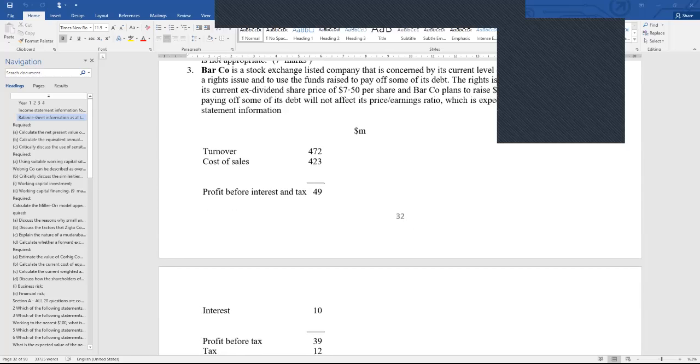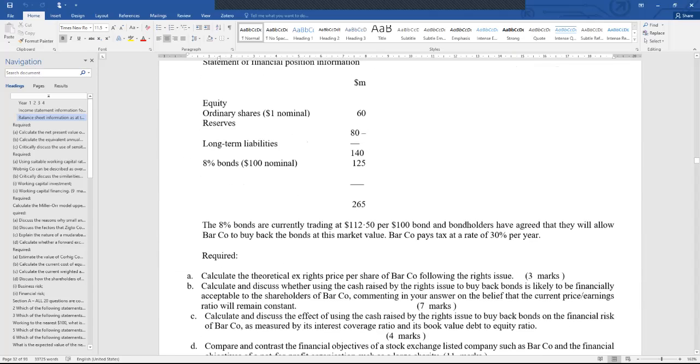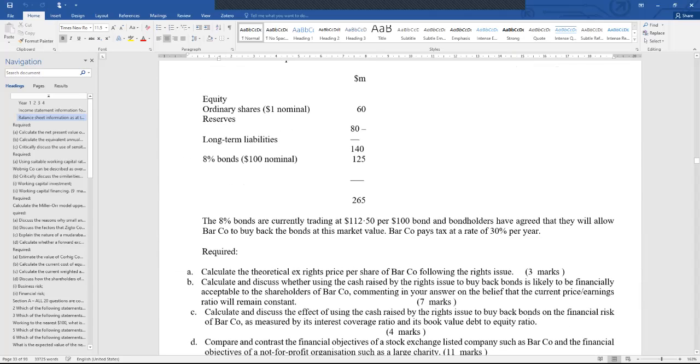Read together. So this question is being asked in part A, the theoretical exercise share price. Part B, we determine whether the company's use of funds is financially acceptable to the shareholders. Definitely, this is about the view of the shareholder. And part C, the effect on the company's financial risk, as well as the company's gearing, just like what we did in the other example. So let's do this question together.